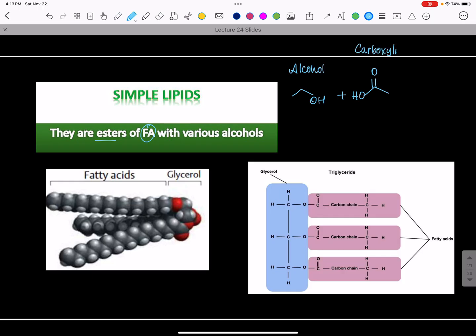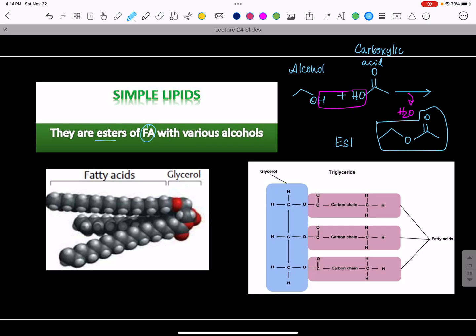So when these two get condensed, you can see that the OH of this one and the hydrogen here will be removed as a molecule of water. And then we end up connecting the two to form this sort of a functional group. What is this functional group called as? So this is an ester.